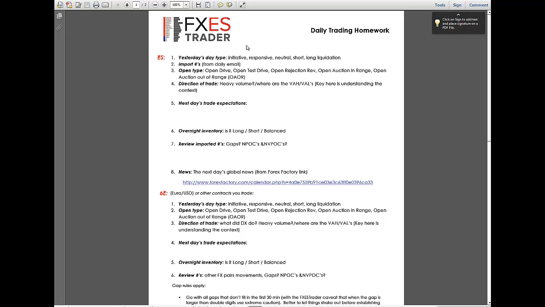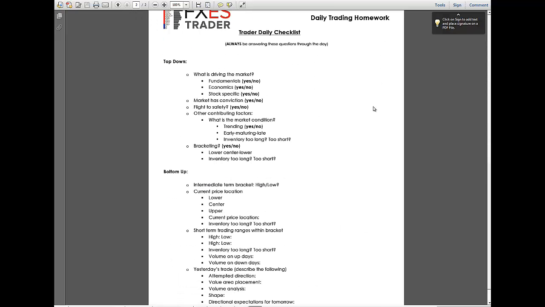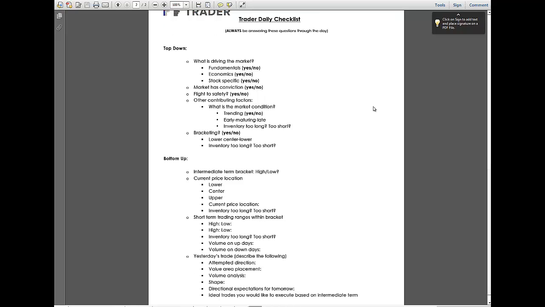homework, page 2 of it is the questions that I like to call the Trader Daily Checklist. And these are all the questions that you're constantly asking yourself all day long, okay? What is driving the market? Fundamentals, economics, stock specific, okay?